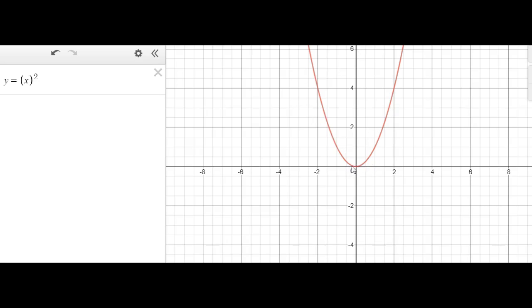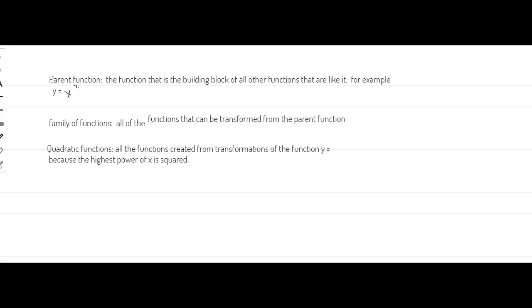Every other parabola that I want to create can be just a difference of this one. I can change the a to make it go up and down. I can shift it left, I can shift it right. I can do whatever I want to this original parent function to get any other function. That's the family of functions. The family of functions is all of the functions that can be transformed from the parent function. So anything else that is a quadratic, I can get by transforming it horizontally, vertically, or changing how wide it opens.